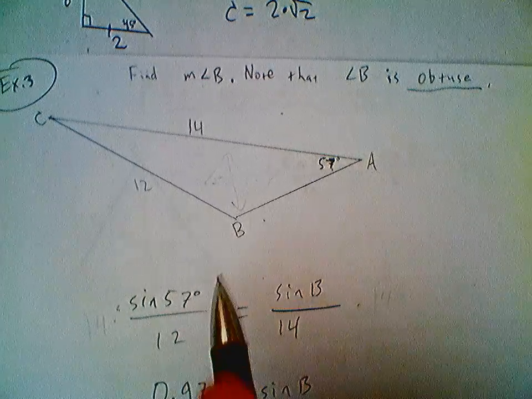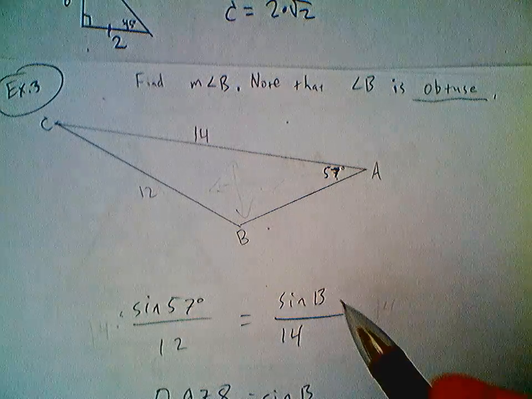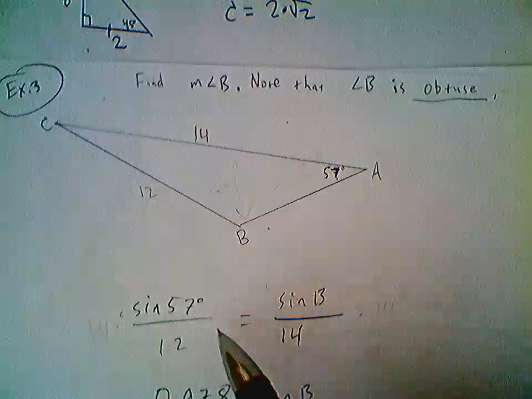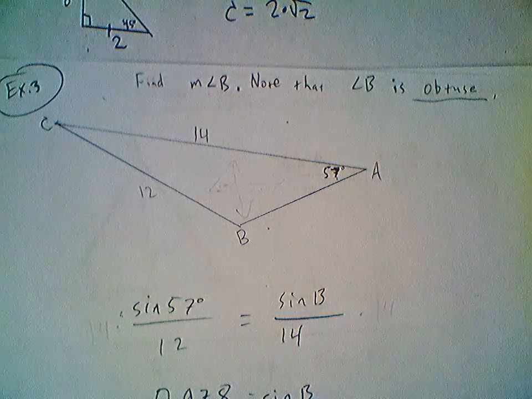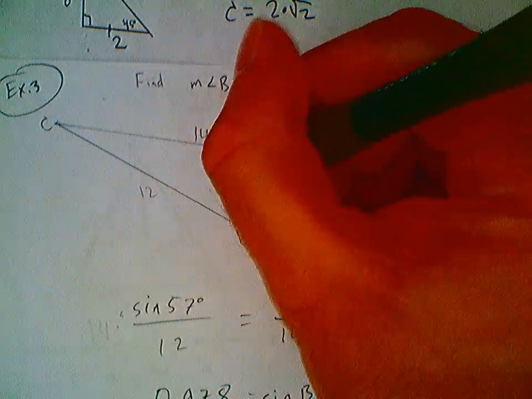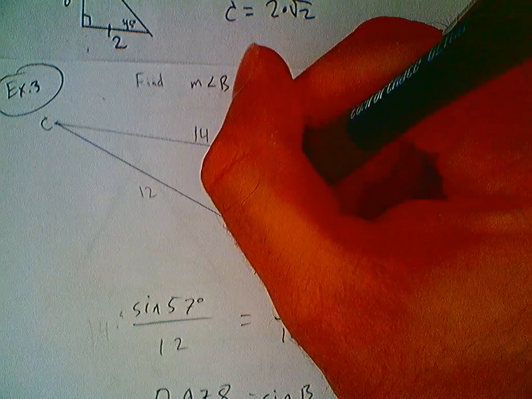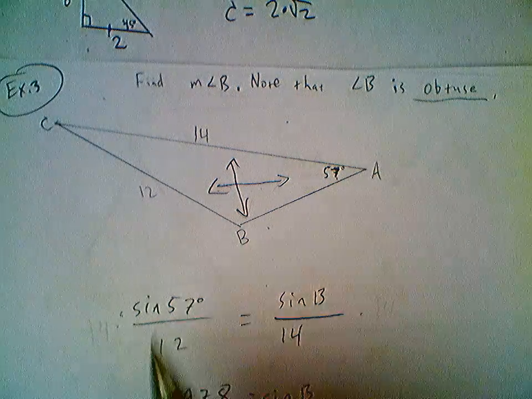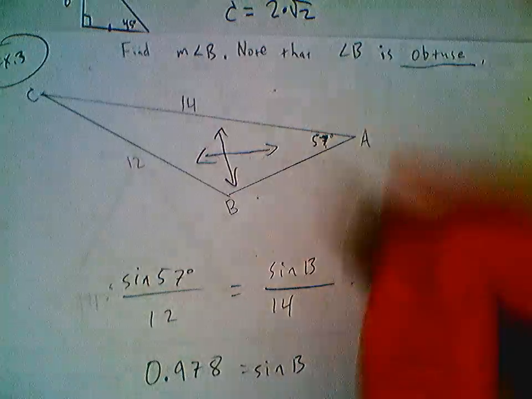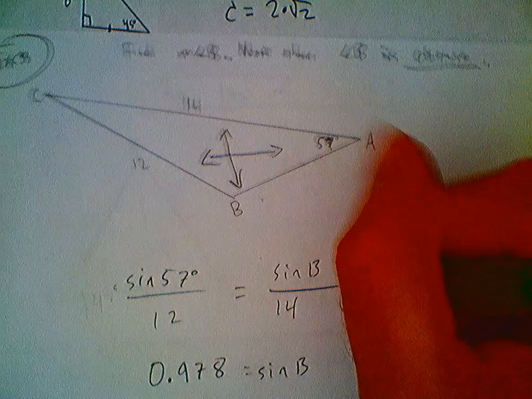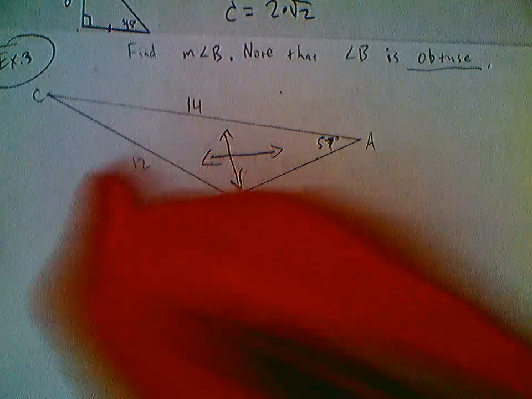So we set this up just like we did in the last problem. Same side lengths, same angle. So sine of 57 over 12 equals sine of B over 14. Remember, we keep the angle and the opposite sides together. So we set it up just the same way. Sine of 57 over 12 equals sine of B over 14. We still multiply both sides by 14, just like we did in the last problem.